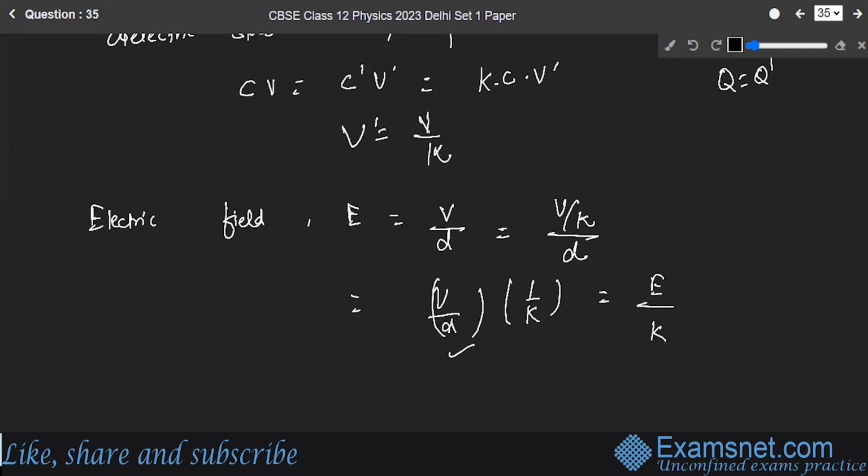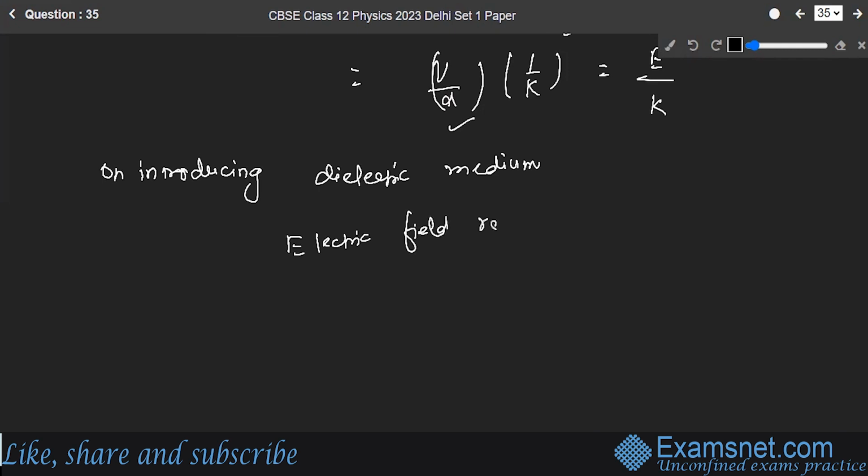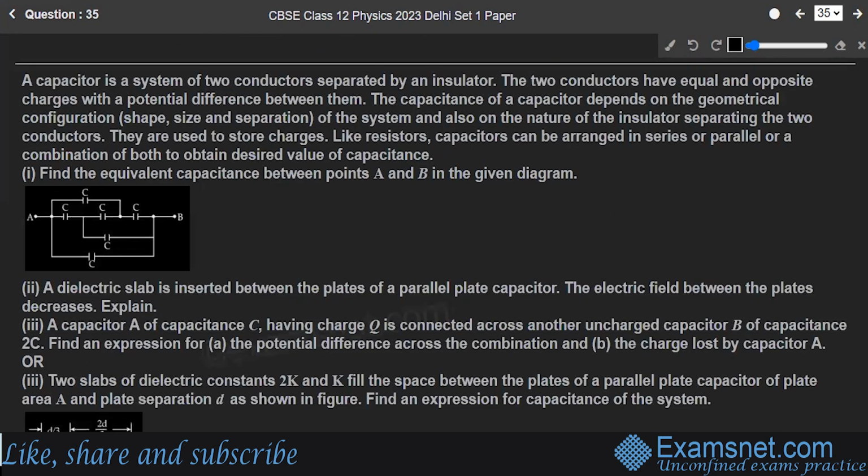So on introducing dielectric medium, electric field reduces by 1 upon K times of its original value. So we are clear with this? It reduces 1 by K times of its original value. Hope you're clear with this.